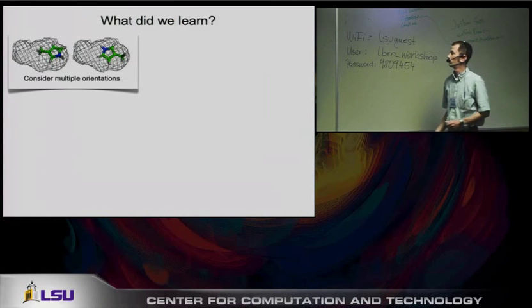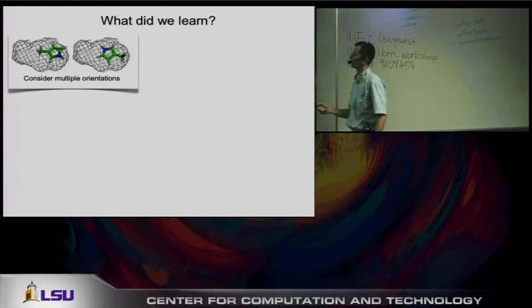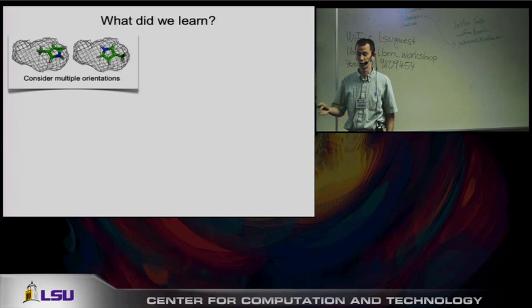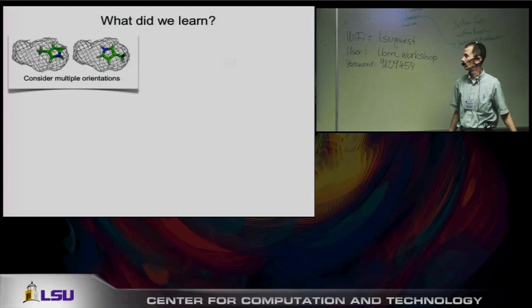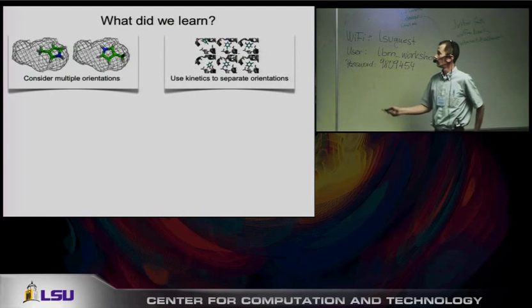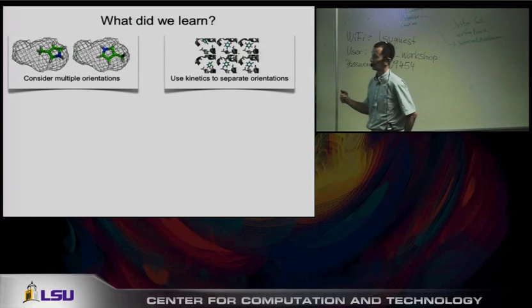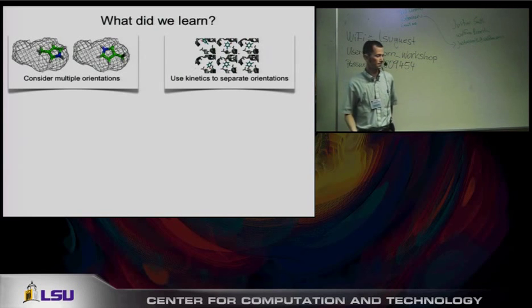One of the things we've learned is that there can be big kinetic barriers between orientations of even pretty small ligands like these. These are probably like fragments of biological ligands, meaning that it takes a long time to get from this orientation to that orientation. So what we end up needing to do is consider multiple candidate orientations, because the simulations aren't going to find the binding mode for us. We also found that we need to use kinetics to separate potential ligand orientations.